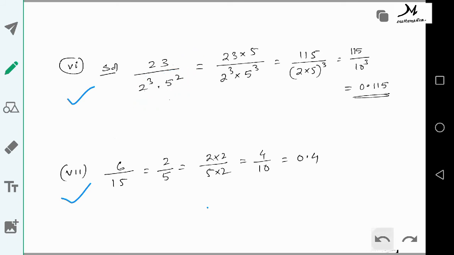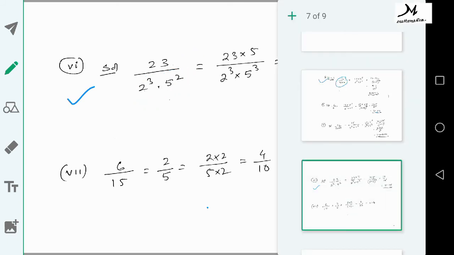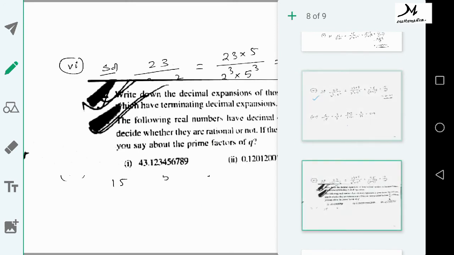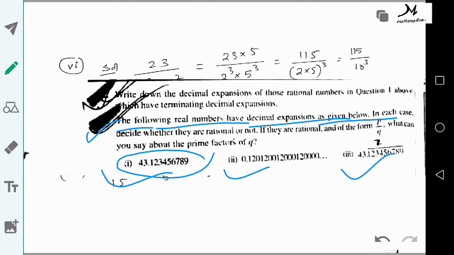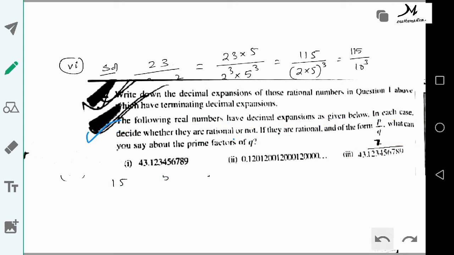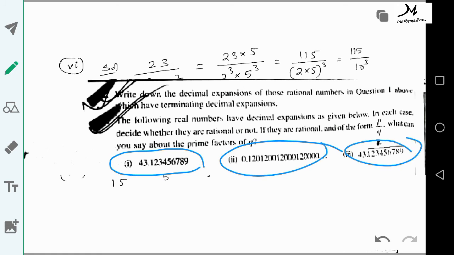Now let's move on to the next question. Question number 3. The following real numbers have decimal expansions as given below. There are 3 real numbers, and their decimal expansions are given. This is one, this is another one, this is another one. Now we have to determine whether they are rational or irrational.